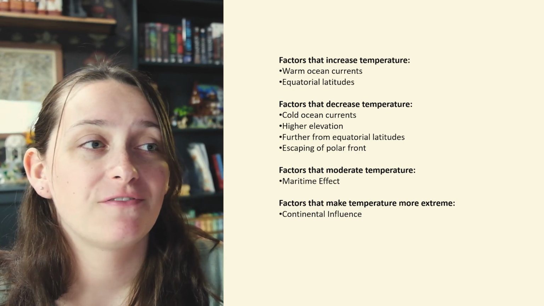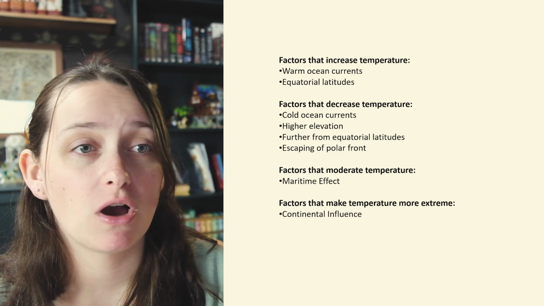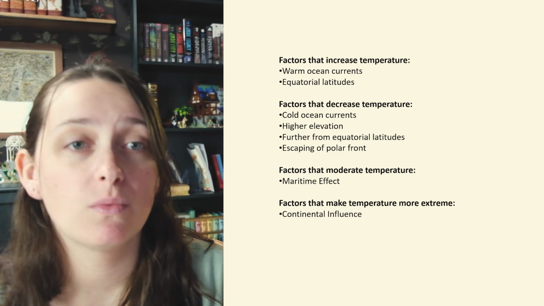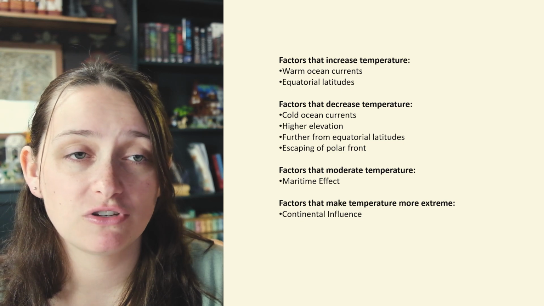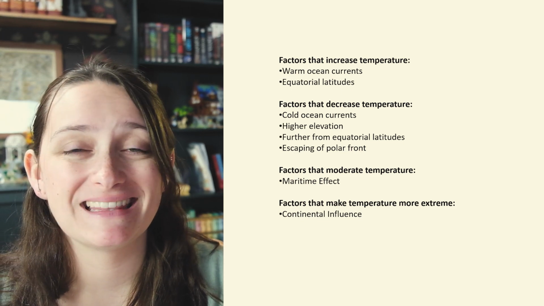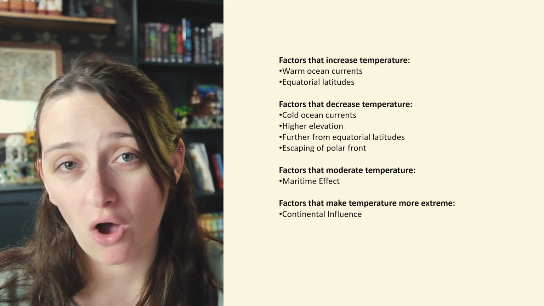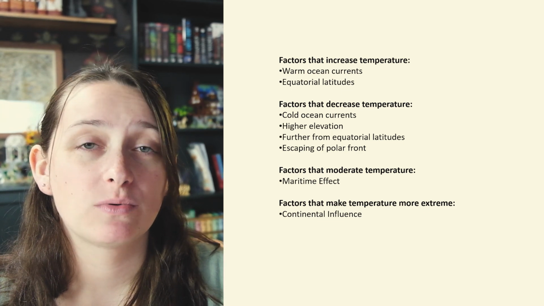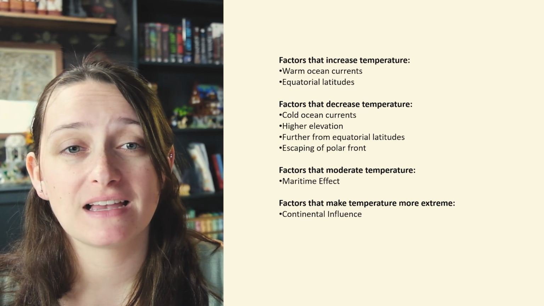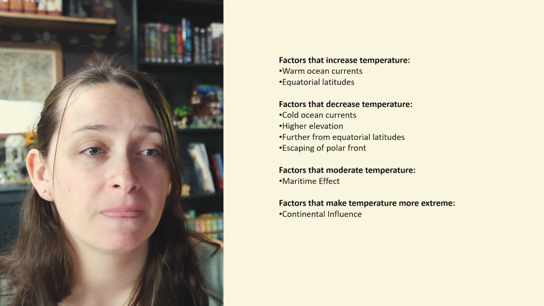So there are a lot of things that influence temperature, and we will focus on the following. Factors that increase temperature, which are warm ocean currents. So where there are warm currents along the ocean, these will extend warmth inland by a max of 5 degrees, less if the winds are blowing offshore. And then also equatorial latitudes. Our baseline temperatures will factor this in.